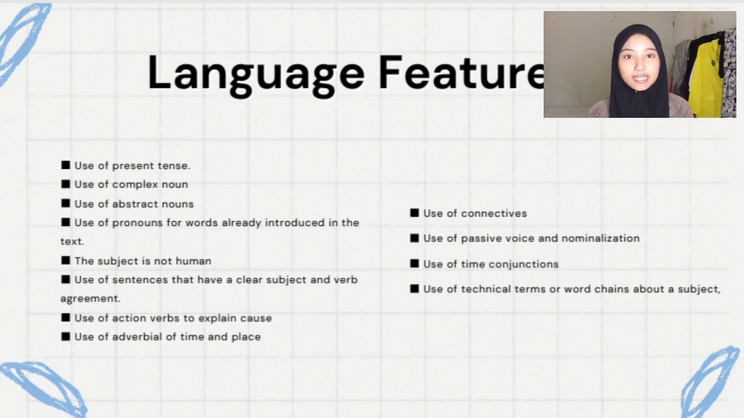And then the eighth is use of adverbials of time and place, words that tell us when or where something happens. For example, he will arrive soon, that's for time, and the store is located downtown, that's for place. And then the ninth is use of connectives, words that link sentences or parts of sentences.